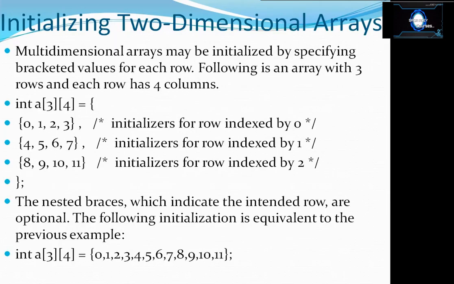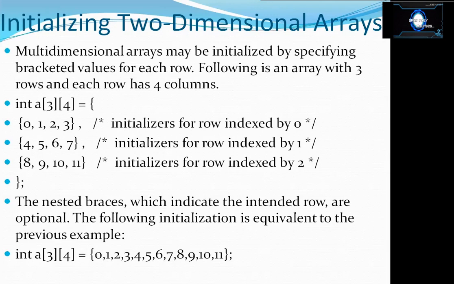Initializing two-dimensional arrays. Multidimensional arrays may be initialized by specifying bracketed values for each row. Following is an array with 3 rows, and each row has 4 columns: int a[3][4] equals, in braces, {0, 1, 2, 3}, in the second brace {4, 5, 6, 7}, and in the third brace {8, 9, 10, 11}. The first brace initializes the row indexed by 0, the second initializes the row indexed by 1, and the third initializes the row indexed by 2.